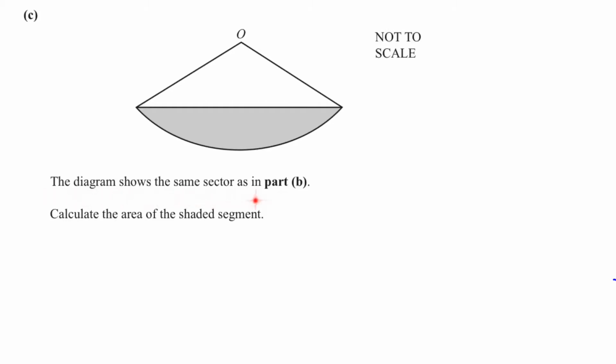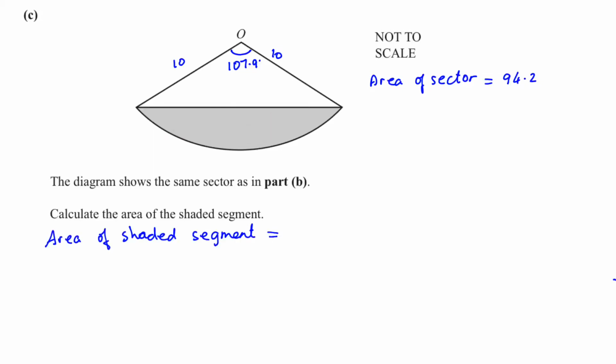Question number C. The diagram shows the same sector as in part B. Calculate the area of the shaded segment. From the previous diagram, we know that the radius is 10 centimeter and the angle is 107.9. To find the area of the shaded segment, we have to find the area of the sector and subtract the area of the triangle.